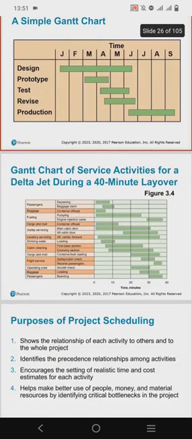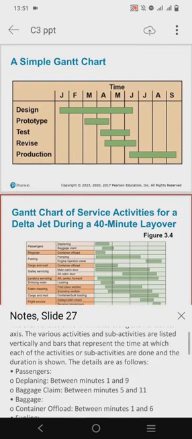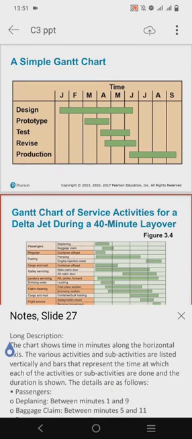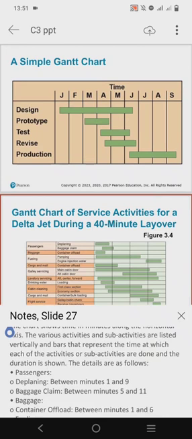This is another Gantt chart, of service activities for a Delta jet during a 40-minute layover. The activities and sub-activities are listed vertically on this table, and there are bars that represent the time at which each of these activities and sub-activities are carried out. This time represents the duration of these activities, and it is represented on the horizontal axis of this table.